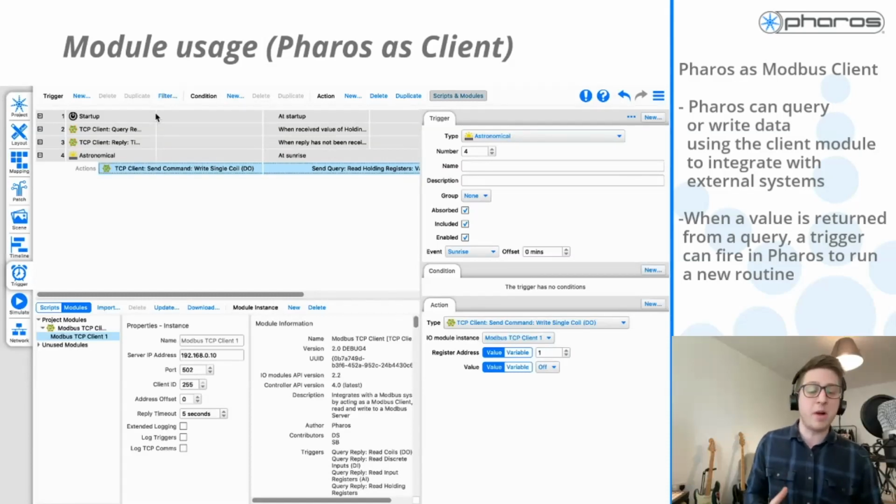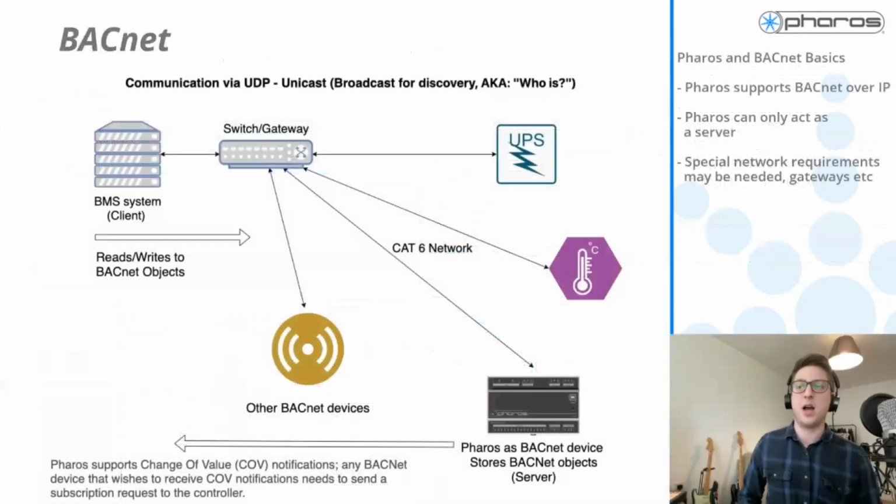Okay, so that's pretty much it for Modbus. I'm going to move now on to BACnet. Again, I just want to start off with a really basic diagram just to give you an understanding of how you would go about implementing Pharos in this type of setup.